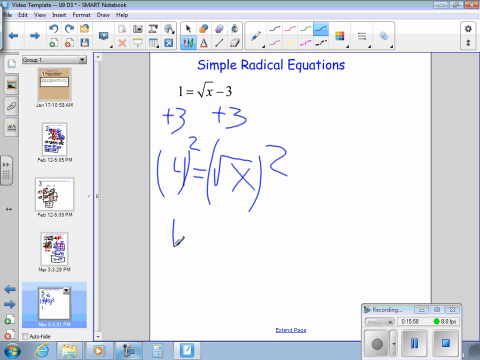4 squared is of course 16. And the square root of x squared is x. And as x was the only thing under the radical, the problem is now solved. If there was more than that under the radical, I might have more work to do.